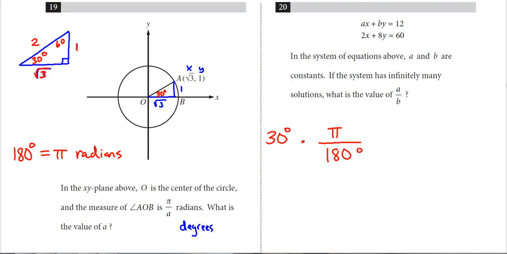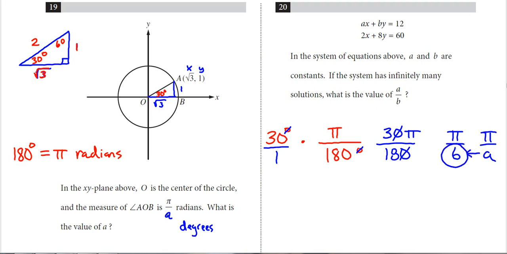When I multiply and cancel my degrees out, I get 30 pi over 180, which I'm going to knock off the zeros there. I got 3 over 18, which really comes down to 1 pi over 6. And they're saying it's pi over a. So if it's pi over a, the a they're looking for is just the number 6. So the value of a is 6 in this one. That's one way to do it, if you remembered the special right triangle ratio.